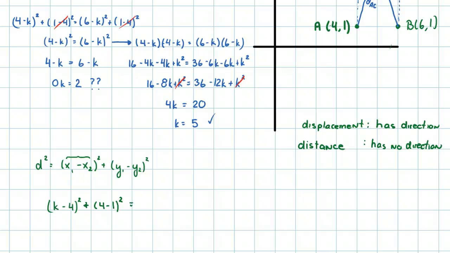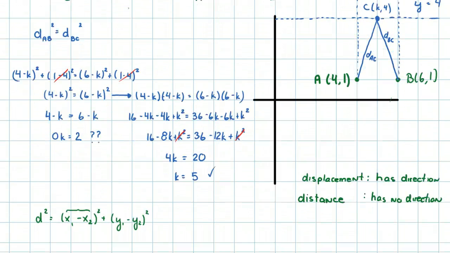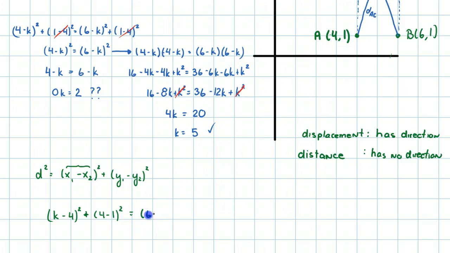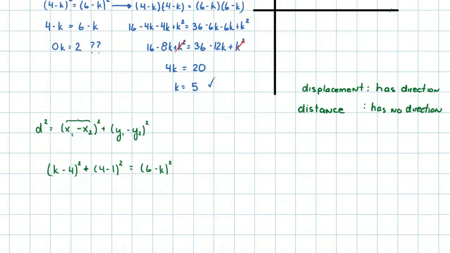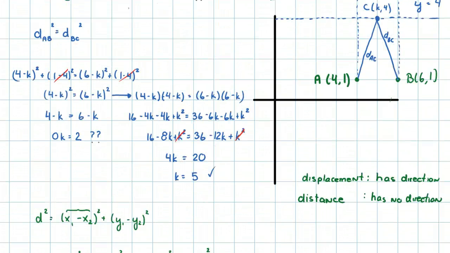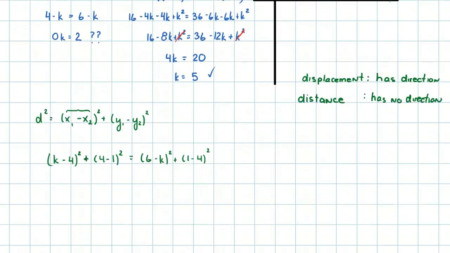So now if I come up here, let's do that for the other one. So now I'm going to say 6 minus k. So this is going to be (6 minus k) squared. And then I'm going to have, now I want to make sure that this is traveling downwards, and I see that 4 is above it. Oh, sorry, I'm going to have plus (1 minus 4), because if it's traveling downward in the y direction, I should end up with a negative value, which makes sense.